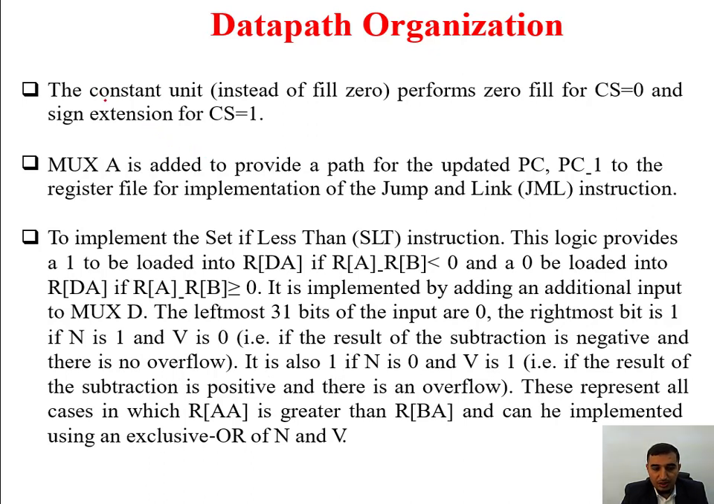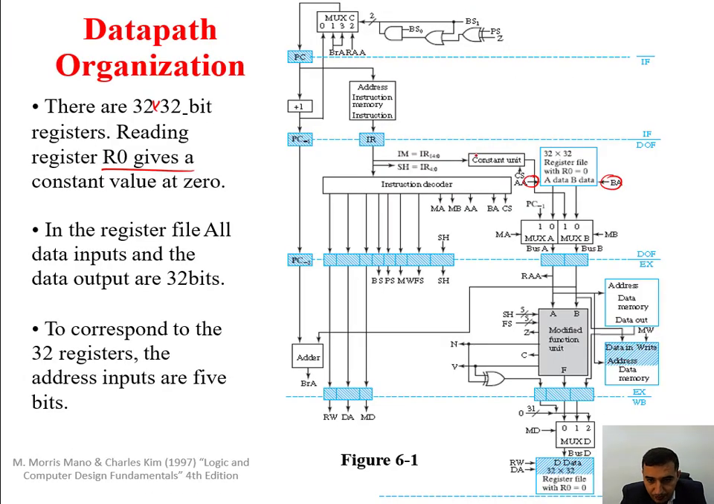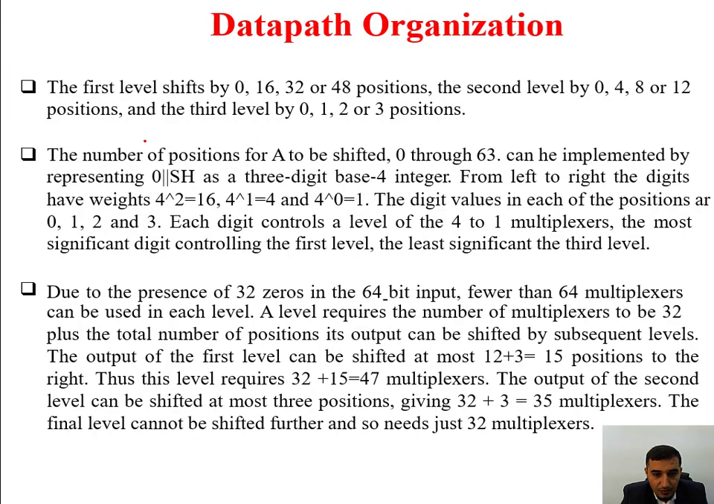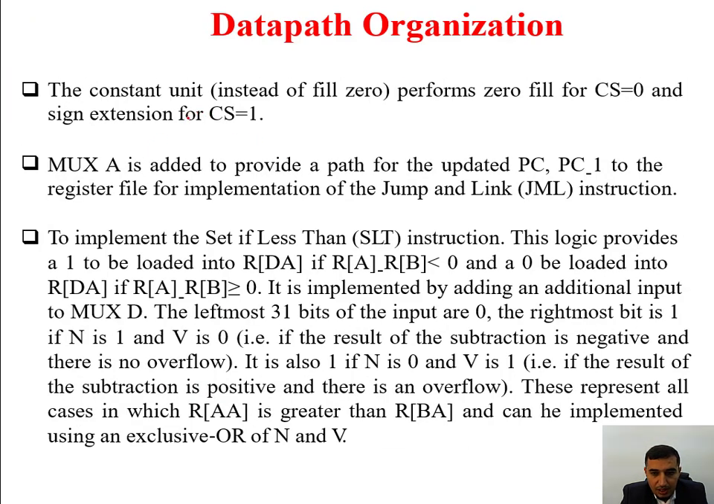Now, the constant unit, okay, the constant unit CS is over here. This constant unit will select between zero fill of the immediate or sign extend of the immediate. So if CS is equal to 0, then it will zero fill. If CS is equal to 1, then it will go for sign extend.